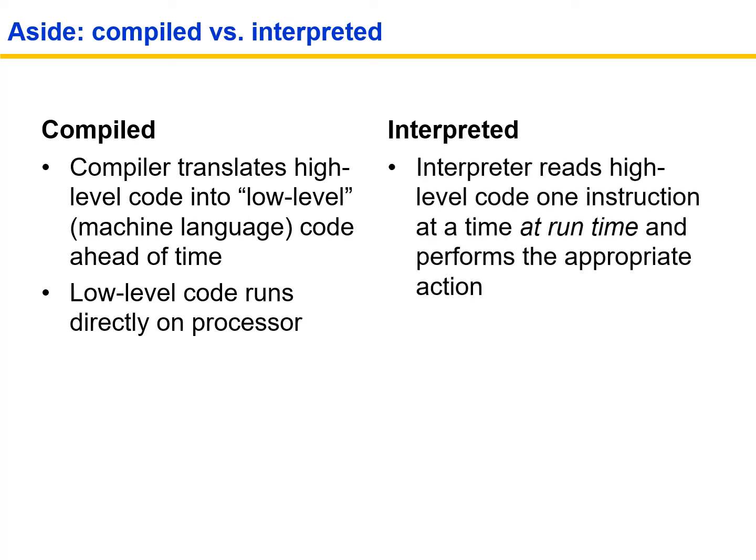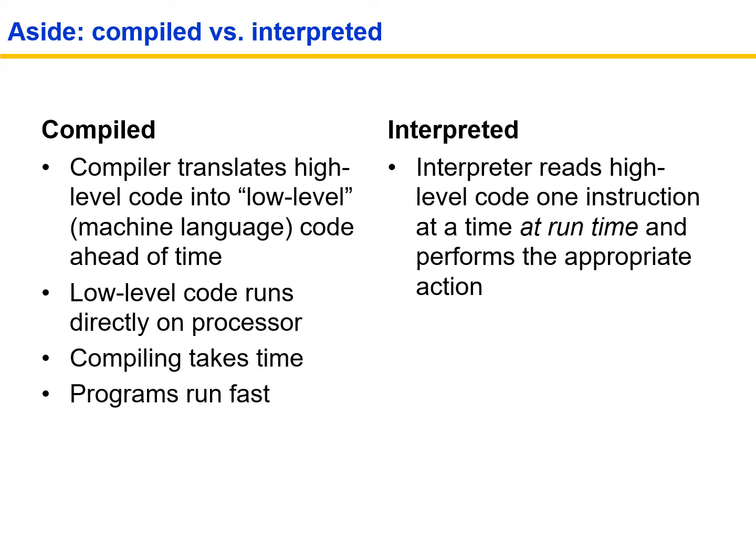In an interpreted language, the interpreter reads the high-level code one instruction at a time at runtime, while the program is running, and performs the appropriate action. You can imagine that that's going to be a little bit slower because the interpreter has to read and decode the instructions while the program is running.